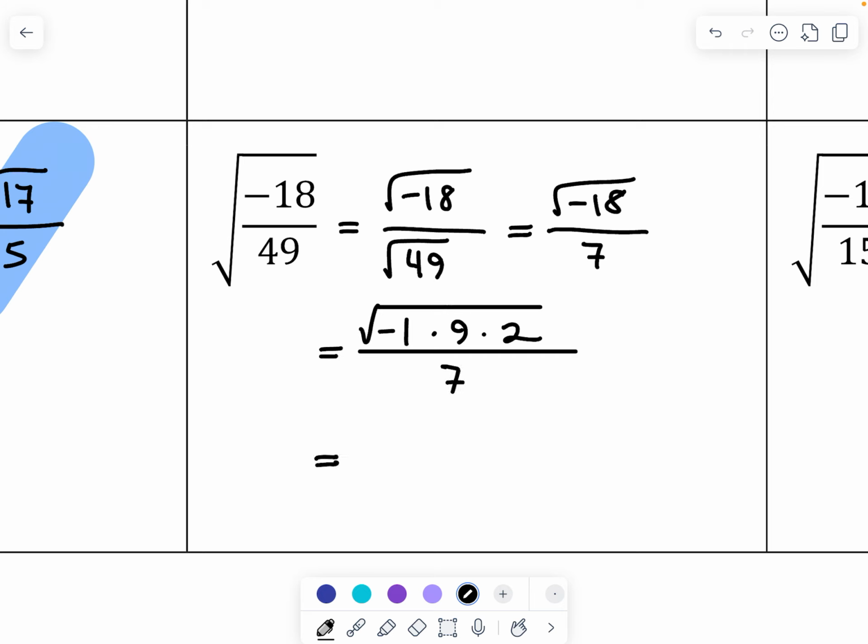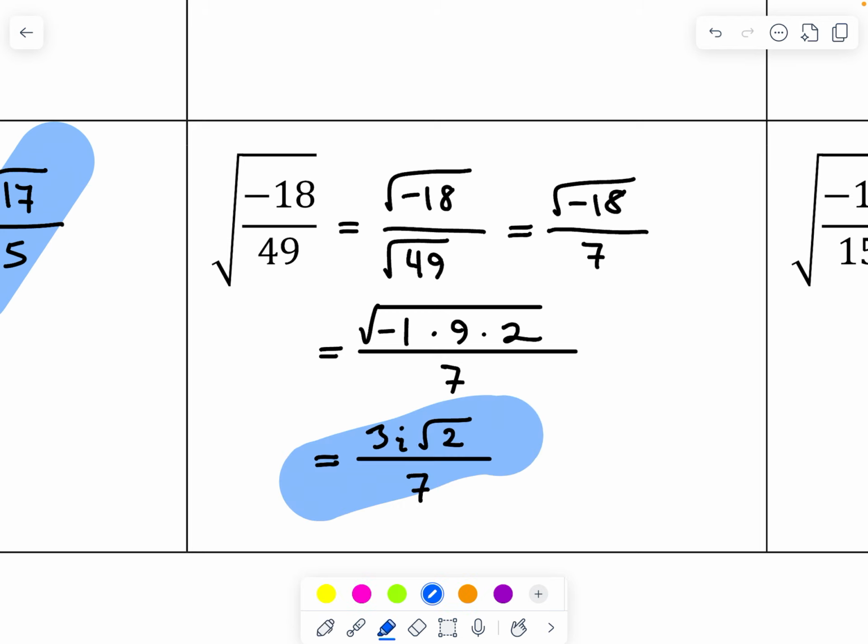I'm going to start skipping steps because we've done this a lot now. Square root of 9 is 3. Square root of -1 is i. Root 2 over 7. That right there would be the answer.